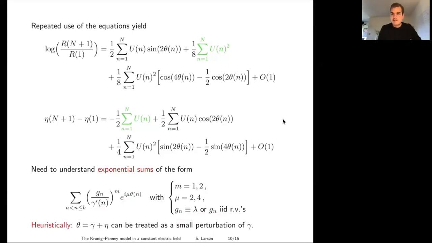So everything has essentially reduced to understanding exponential sums, which is not as easy as one might hope, but it turns out that we can actually do something here. And a key to that is that, at least heuristically, this is not really true, but almost true, theta can be viewed as a small perturbation of this known phase gamma.